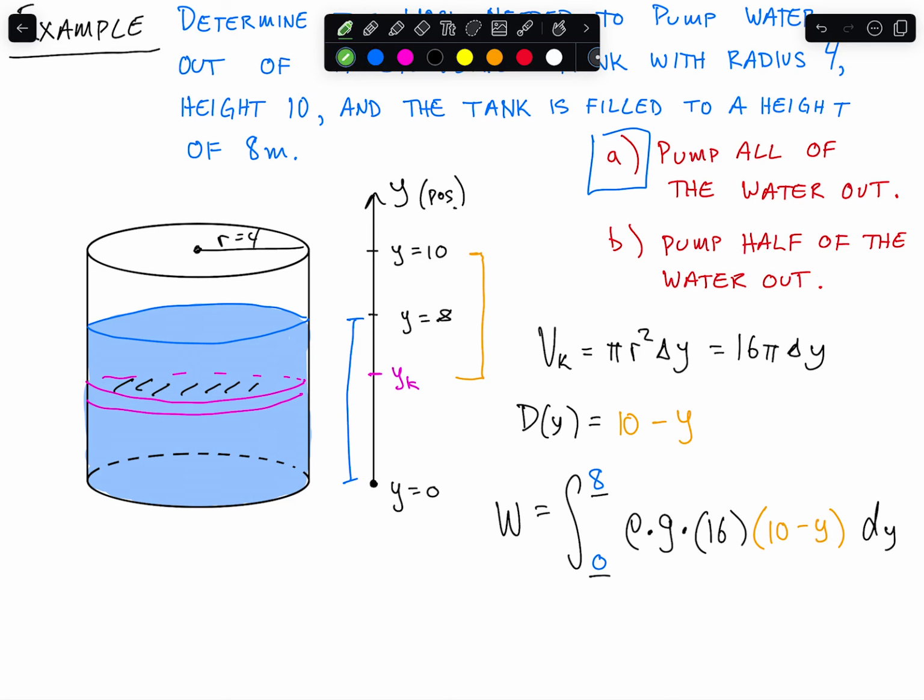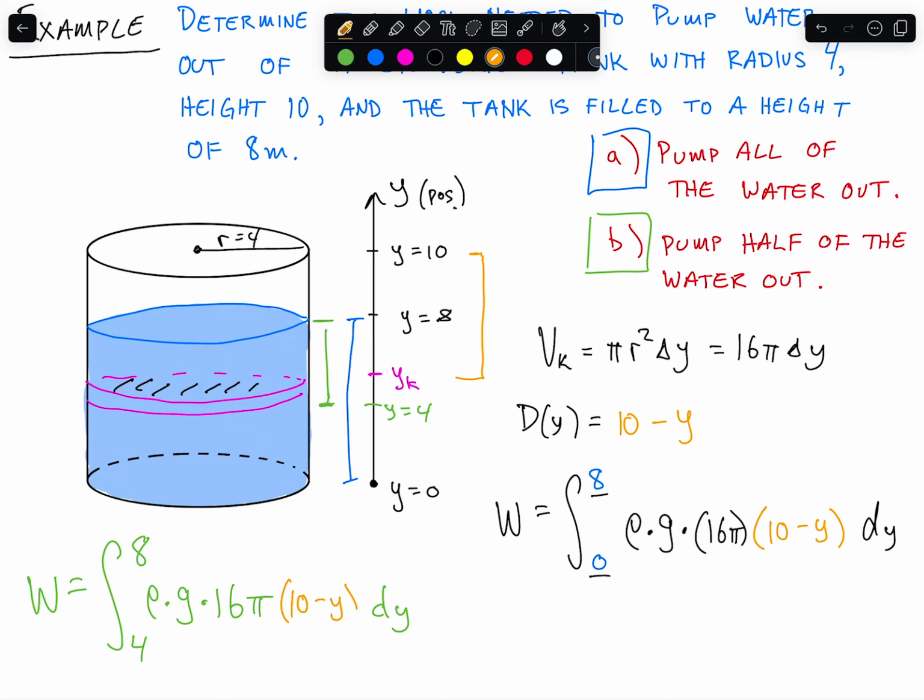The difference is when we're pumping out half the water. We're actually going to pump out, say, the top half down to y equals 4. So our limits of integration for that one would be from 4 to 8 of all the same things. Density of water, rho, g, the gravitation constant, 16. Oh, I'm realizing I forgot my pi over here. I think I said it, but forgot to write it. We've got a dy, and then again, that distance function, 10 minus y.